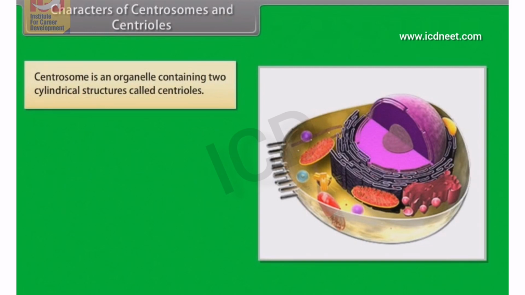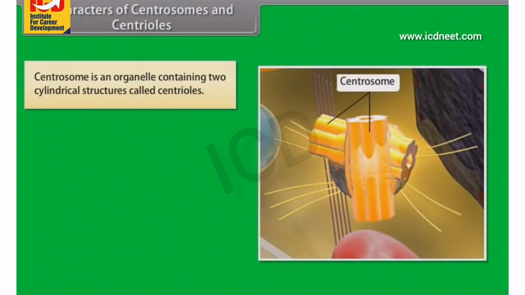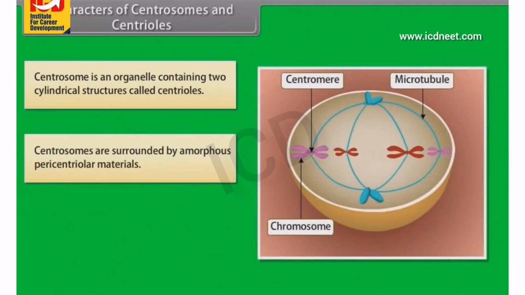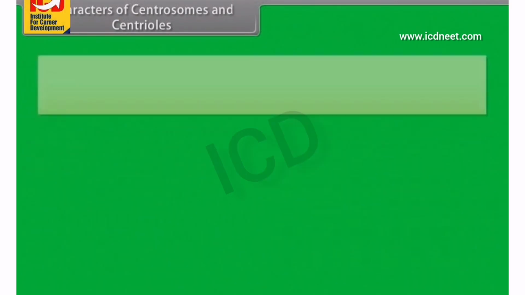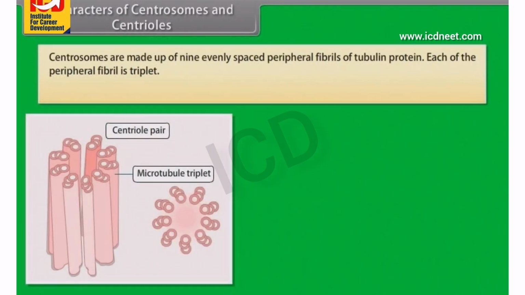Characters of centrosomes and centrioles. Centrosome is an organelle containing 2 cylindrical structures called centrioles. Centrosomes are surrounded by amorphous pericentriolar materials. Both the centrioles in a centrosome lie perpendicular to each other, in which each has an organization like the cartwheel. Centrioles are made up of 9 evenly spaced peripheral fibrils of tubulin protein. Each of the peripheral fibrils is a triplet.